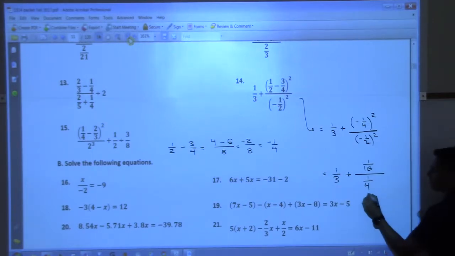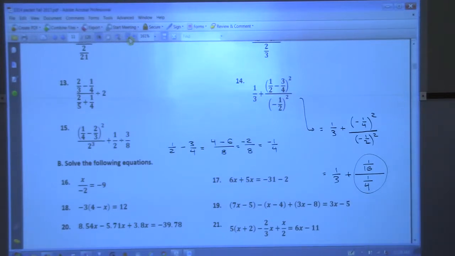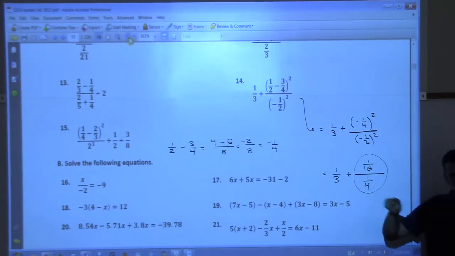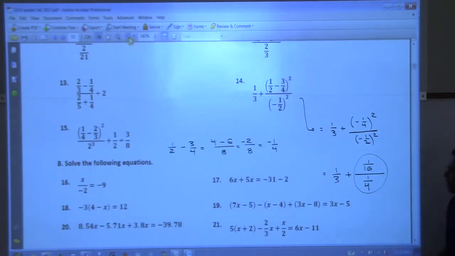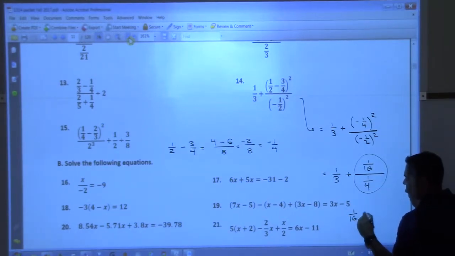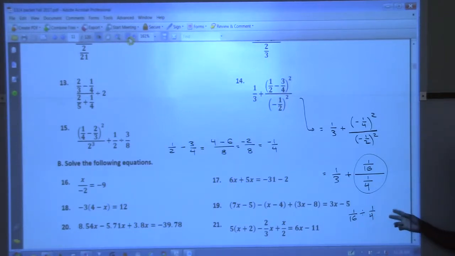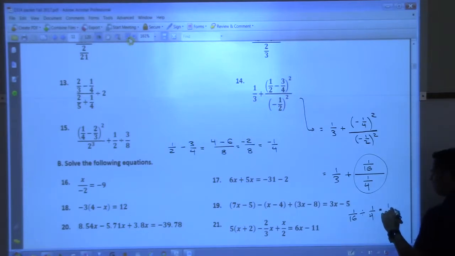I don't know if this is the first time we've seen this. I did talk last class about this idea of what we call complex fractions, where you have fractions with fractions and how important the length of the division bar is. But you could look at this right here as being 1/16 divided by 1/4, right? Isn't that the same thing? And then you could do your flipping, and if you do that, this becomes 1/16 times 4 over 1.